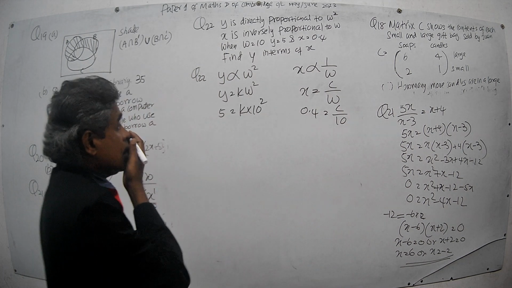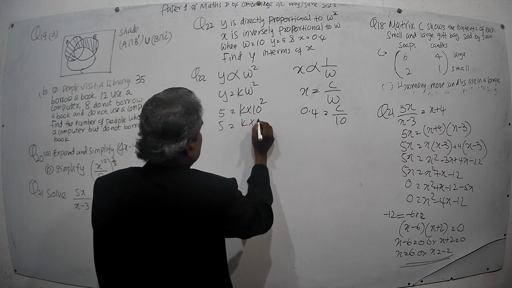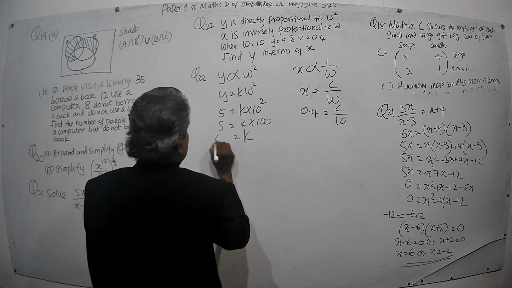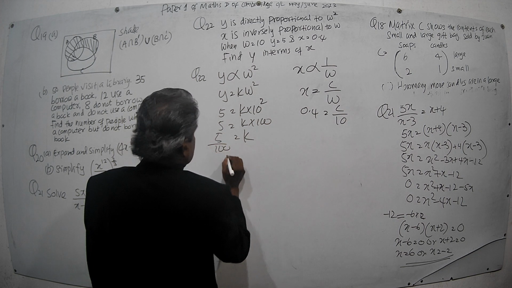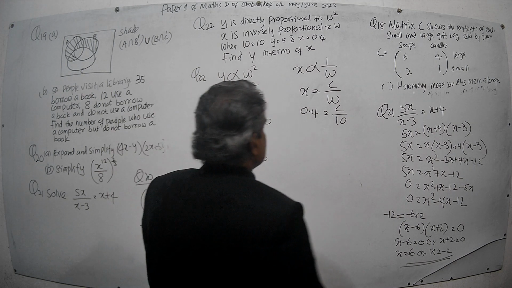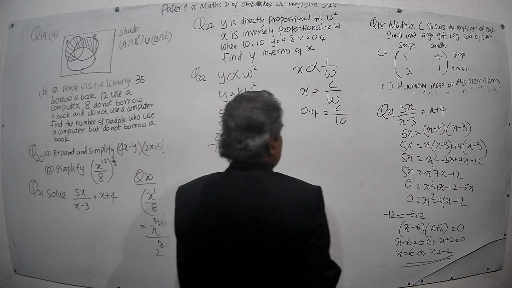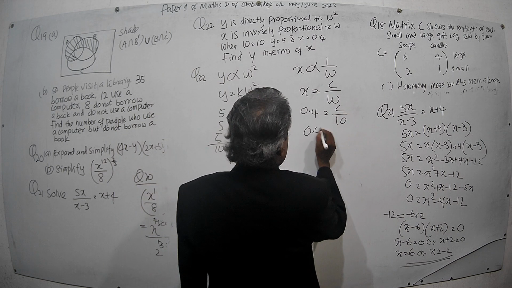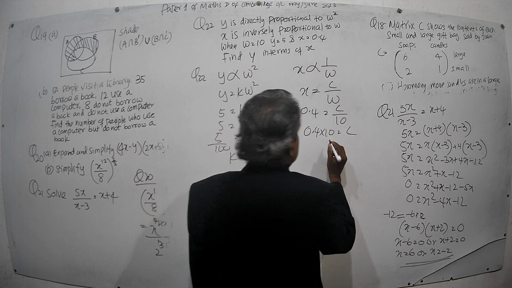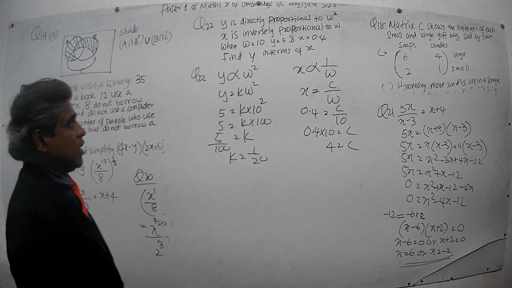Then 5 equals k into 100. Then k equals 5 over 100. Then k equals 1 over 20. Right, we found k. Then take this 10 to this side to make c the subject and find the value of c. So 0.4 into 10 equals c. 0.4 multiplied by 10 is 4, so c equals 4.